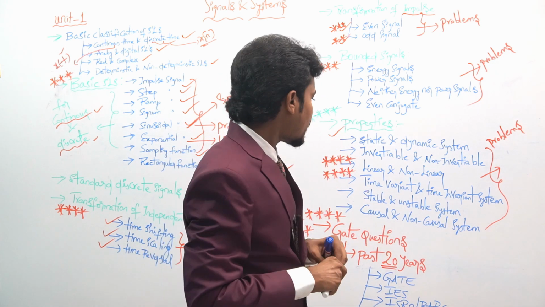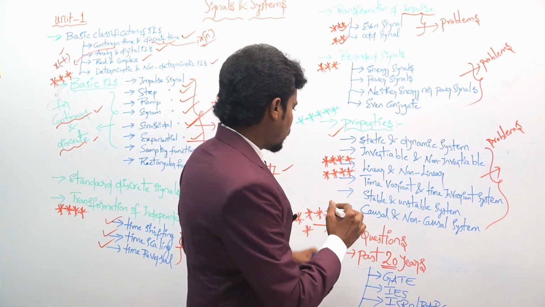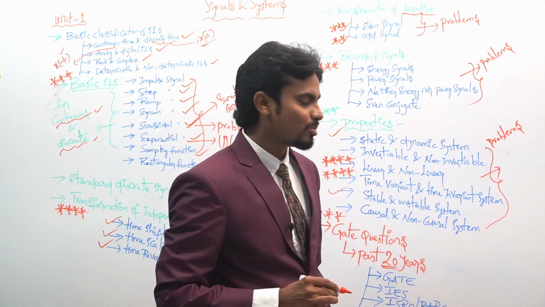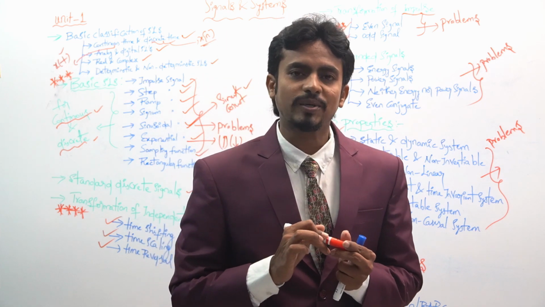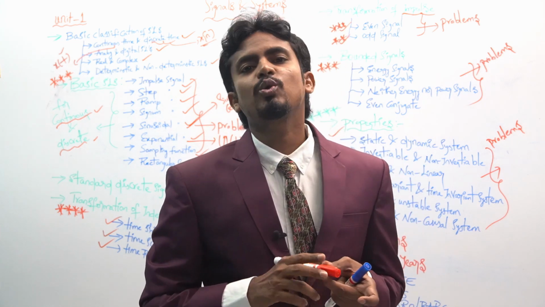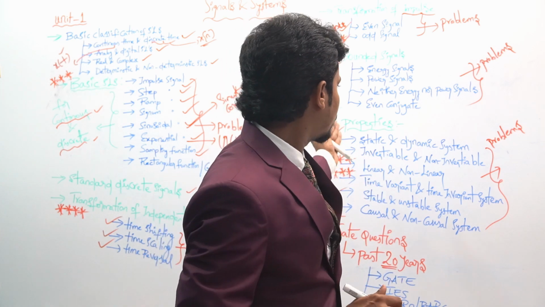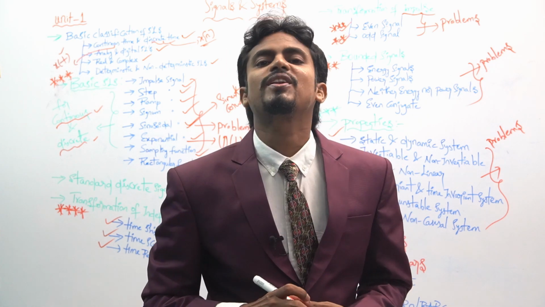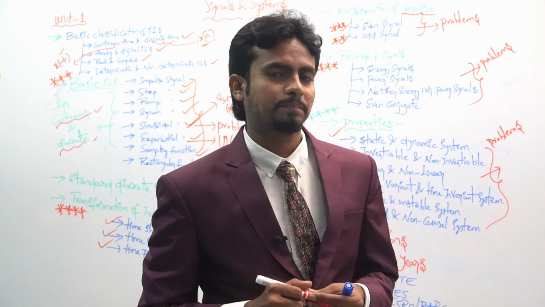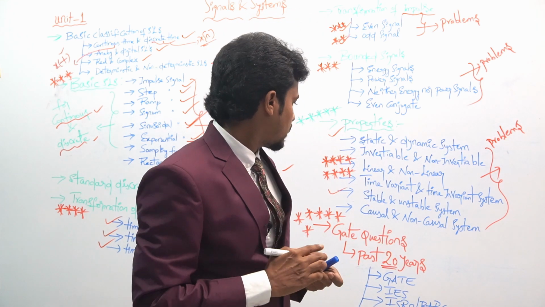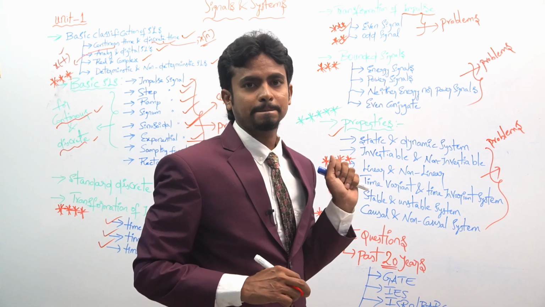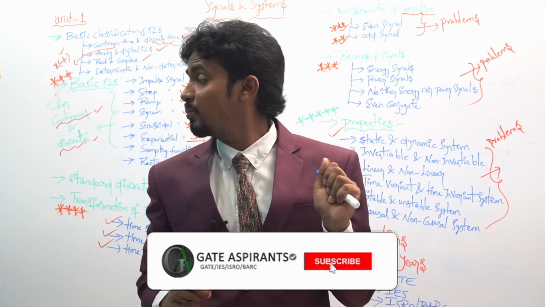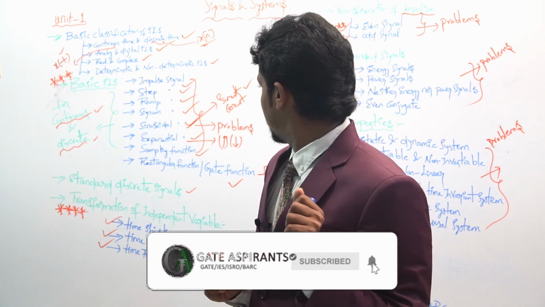Next, the stable and unstable systems. What is meant by a stable system and what is meant by an unstable system? Finally, we end our session on these properties with the causal and non-causal signals. For the first unit, this was the whole syllabus, and I am mainly focusing on these things.